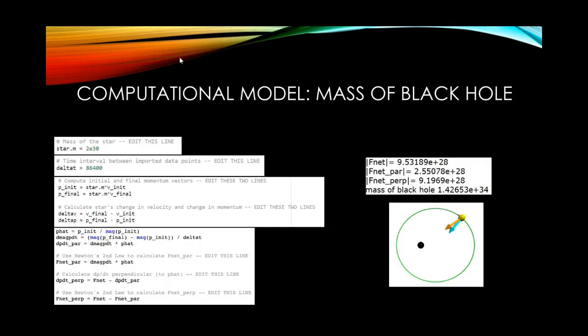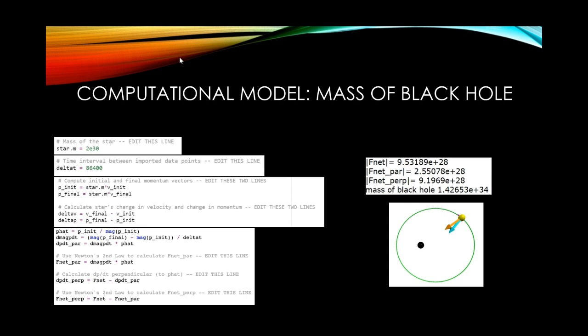Computational model. To predict the mass of the black hole, the mass of the star was set to 2 e to the 30 kilograms. Delta T was set to 86,400. This is meant to represent all the seconds in a day. I then used the X file to calculate the V initial and the V final, which are then further used to calculate initial momentum and final momentum vectors.